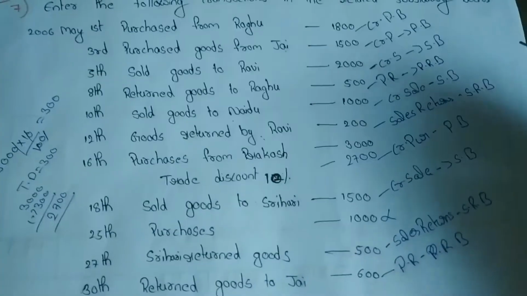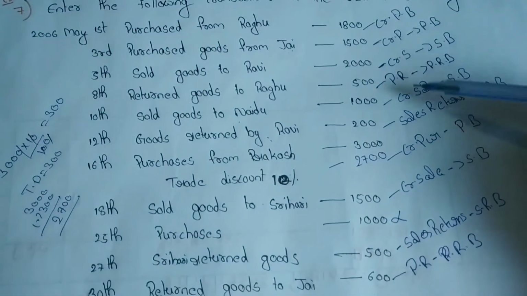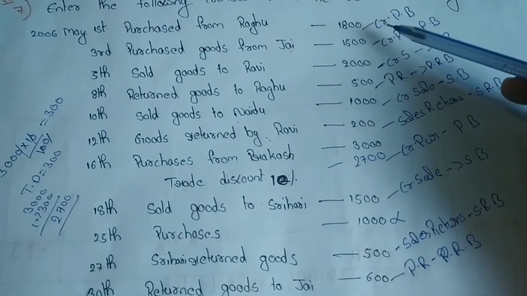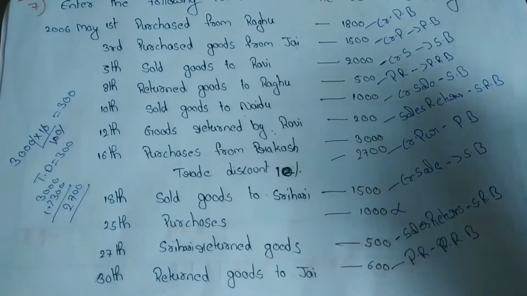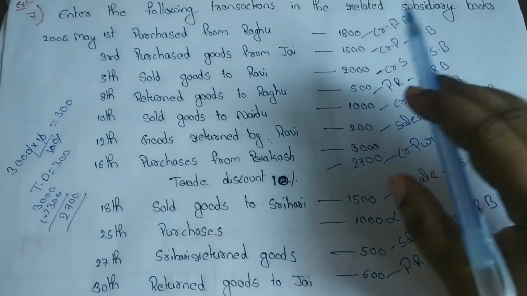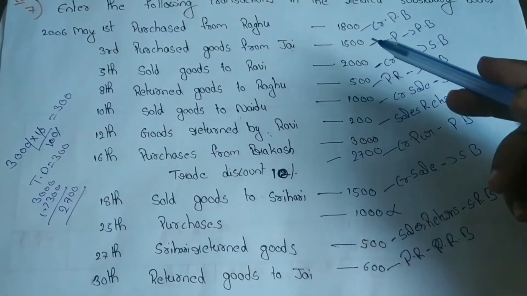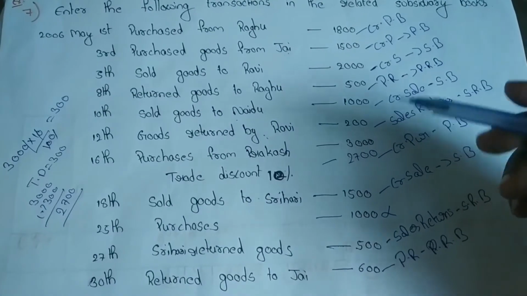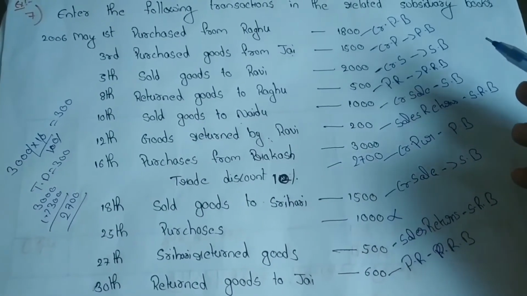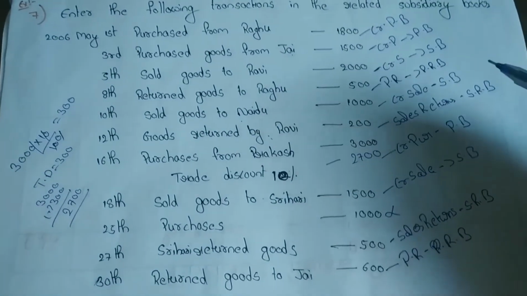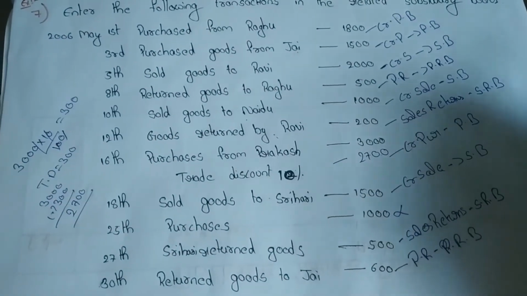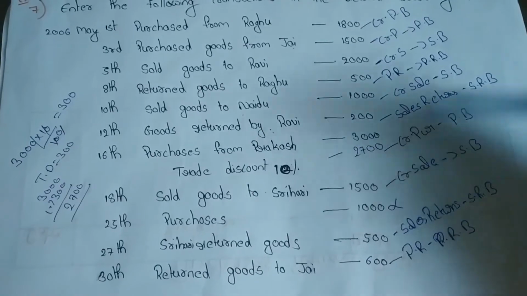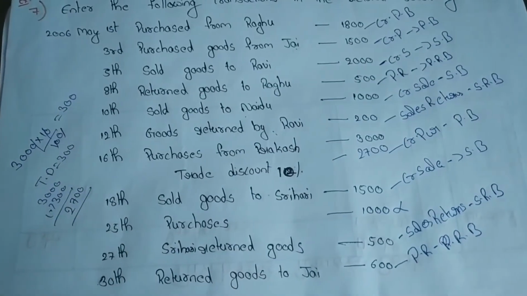Okay. So now you can easily differentiate the transactions into the respective books. Now you should prepare the related subsidiary books. By using these transactions, we need to prepare a purchase book, purchase returns book, sales book, and sales returns book, right? Let's open those books and post these transactions in them.